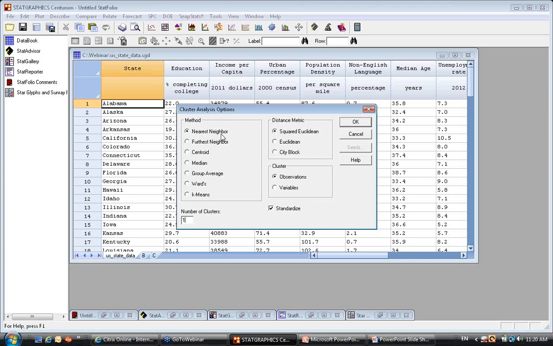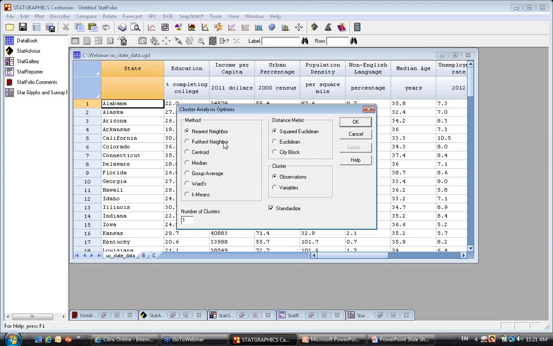Where they differ, incidentally, is how they measure the distance between clusters, between groups. The nearest neighbor method will take two groups of states and define the distance between them as the distance between the nearest points in each of the two groups. Furthest neighbor, on the other hand, would define the distance between the groups as the furthest distance between one point in one group and one point in another group. And they can give you dramatically different results, as you'll see.